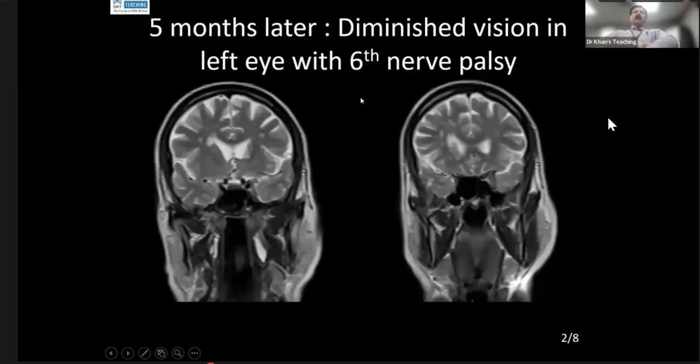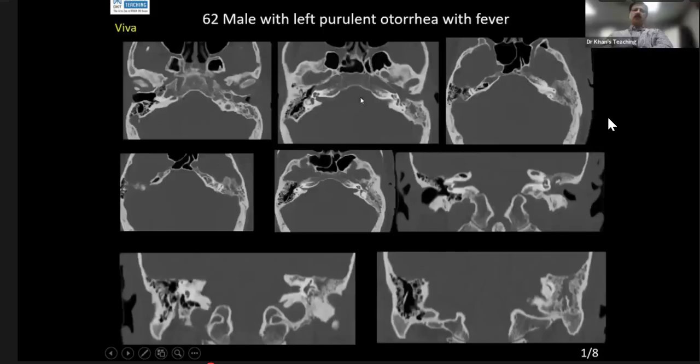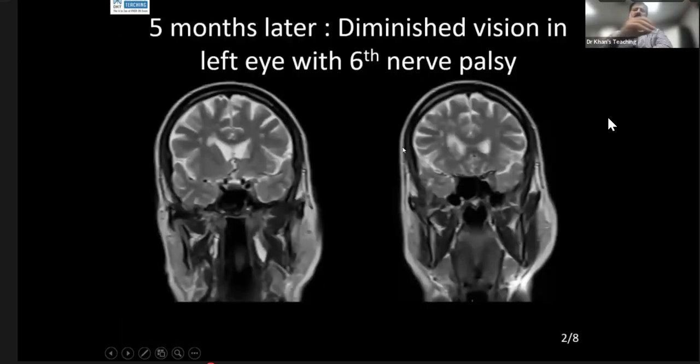This patient presented 5 months later. He was dealt with antibiotics and got better. After 5 months, he presented with symptoms of left eye 6th nerve palsy. What comes to your mind with this clinical picture, before I show you the scans? I'd think about petrous apicitis with Gradenigo syndrome, where you get a 6th cranial nerve, abducens nerve palsy.